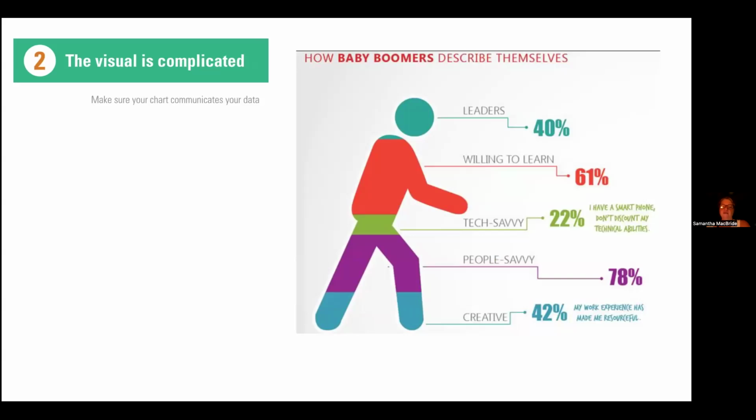Another is, once again, it's too complicated. Here we have information about the baby boomer generation and what they think about themselves in terms of characteristics, but you also have a whole bunch of different colors going on. You have these lines that are connected to an image of a person walking that don't make any sense. Why is tech savvy around the waist, for example? Why are we looking at a person that appears to be walking?